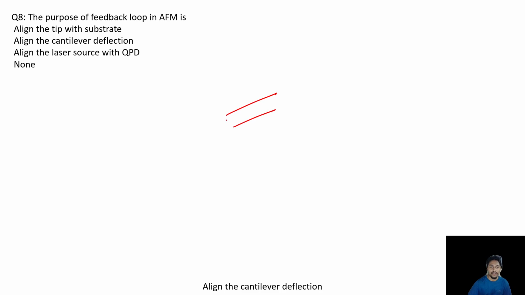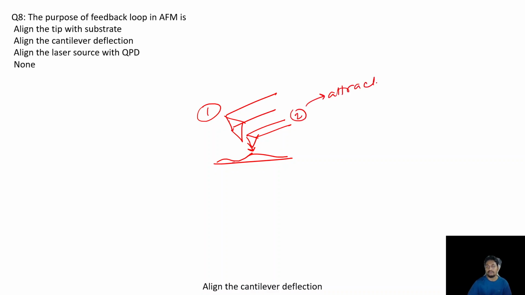The purpose of the feedback loop in AFM, so what I said, the purpose is to, so this is the cantilever again. Many times I draw this picture. This is the surface. Let's say this is the first position and this is the second position. In this position the attraction is going to be higher, because it is not in the contact mode.